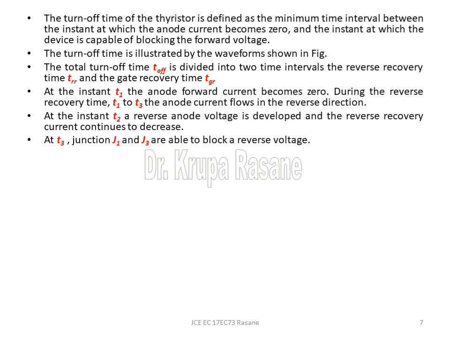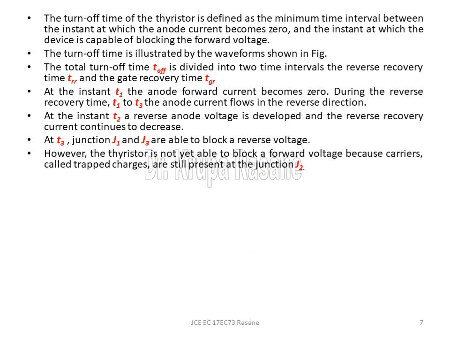At T3, the junctions J1 and J3 are able to block this reverse voltage. So they are basically starting to get back to the state. That is, J1 and J3 will start blocking the reverse voltage. However, the thyristor is not yet able to block a forward voltage because carriers, which are called trapped charges, are still present at junction J2.